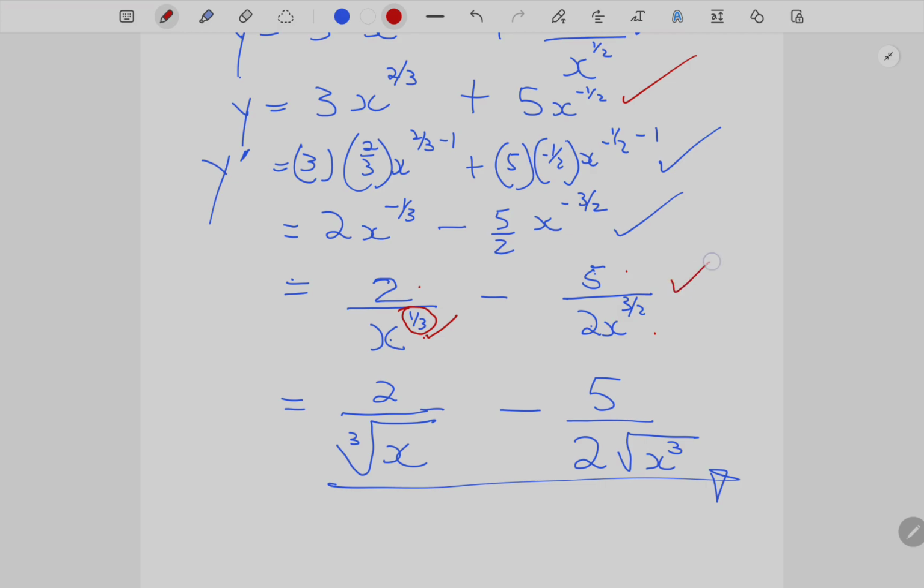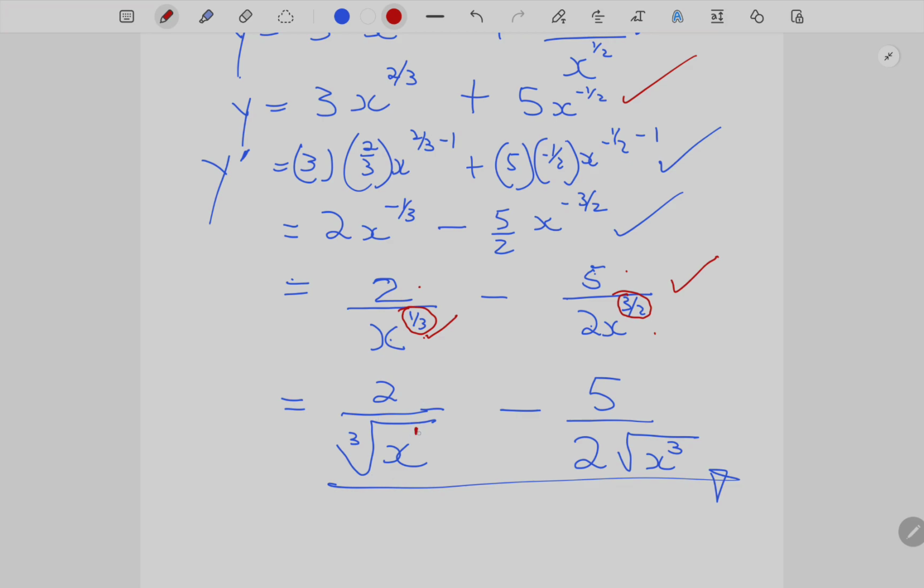This was going to be your final answer if the statement didn't state that you leave your answer with positive exponent or in surd form where necessary. So it is necessary, we must leave it in surd form. Why? Because our exponent here is a fraction, and also our exponent here is a fraction, which is going to give us 2 divided by cube root of x.